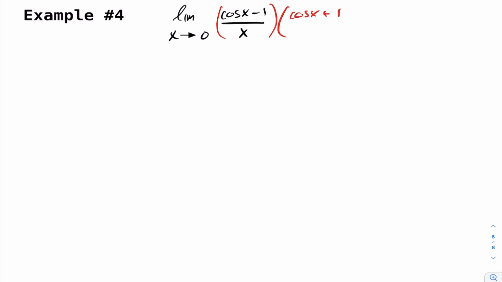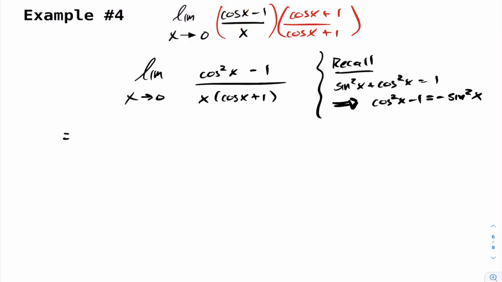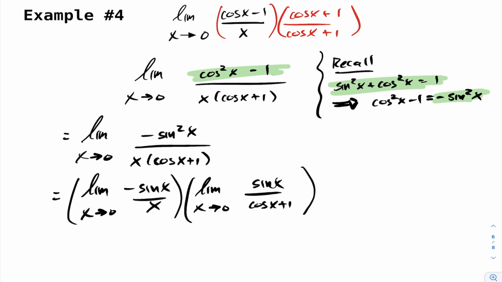in which case this expands out to be, and recall here we have sine squared x plus cos squared x is 1. Therefore, cos squared x minus 1 is negative sine squared x. So I'm going to get rid of that, and that'll add a sine function into this expression. Breaking this limit up here, what I've done is I've taken the sine squared of x and broke it up into negative sine x and sine x, and then likewise put the x part of this expression here and the x plus 1 in this expression here.